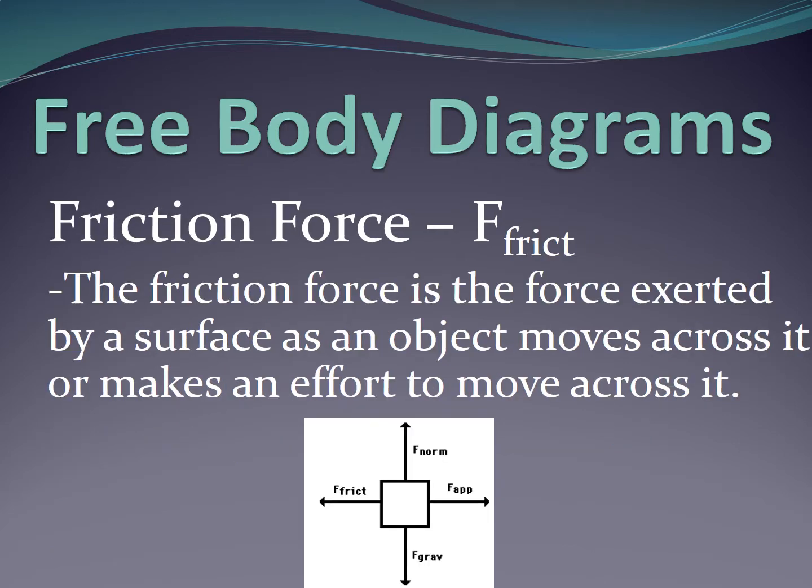So we also have friction force, and this is exerted upon a surface as an object moves across. For example, let's say you're exerting an applied force to the right. Well, there has to be a frictional force going against that, because that object is not going to be moving forever. There is some type of friction.